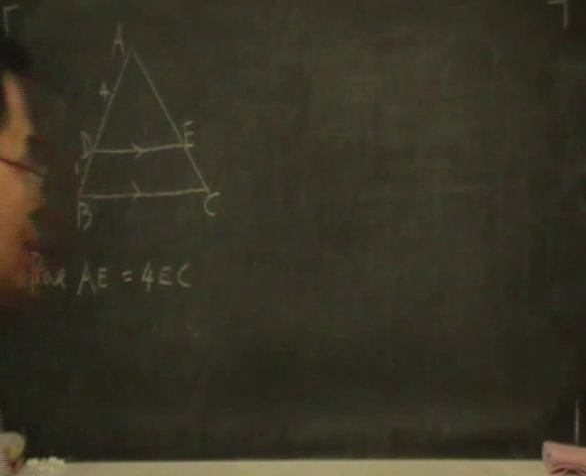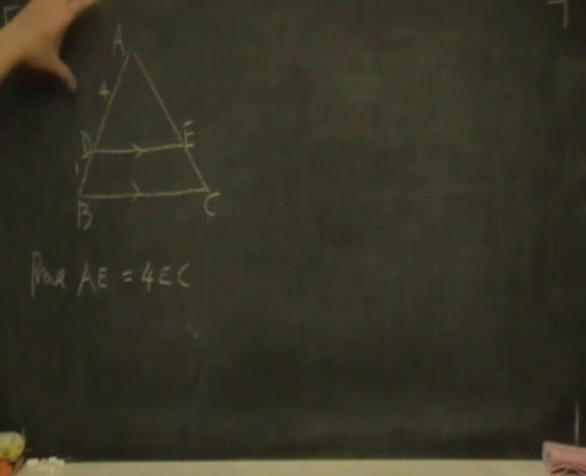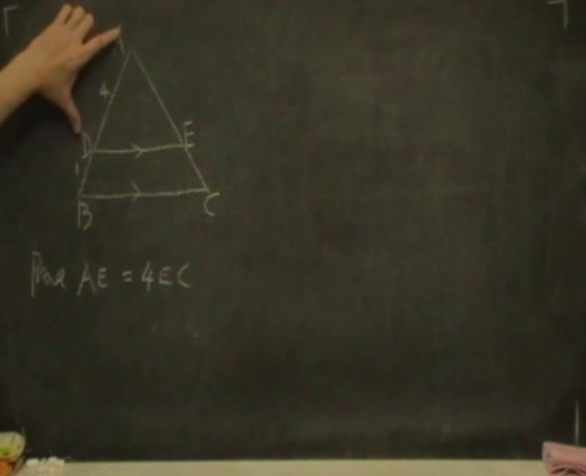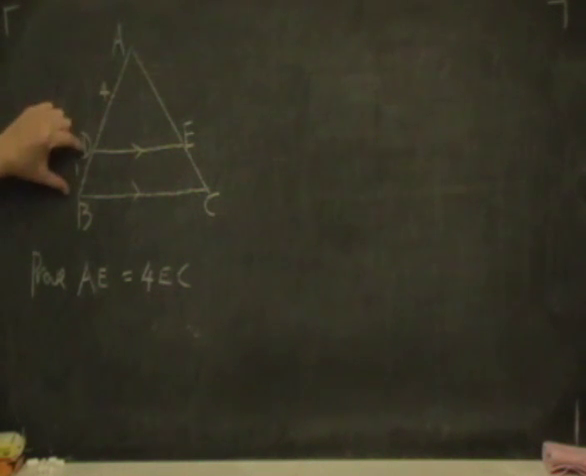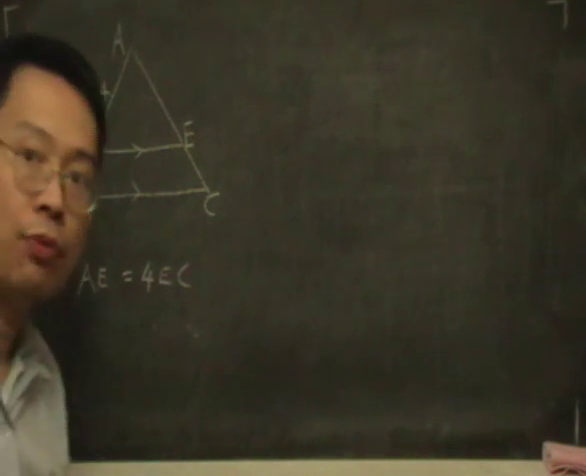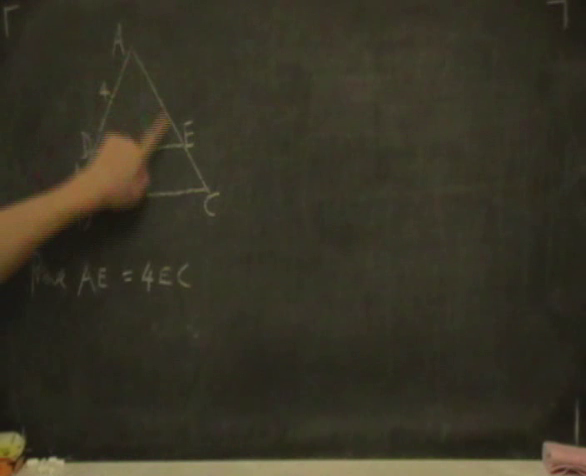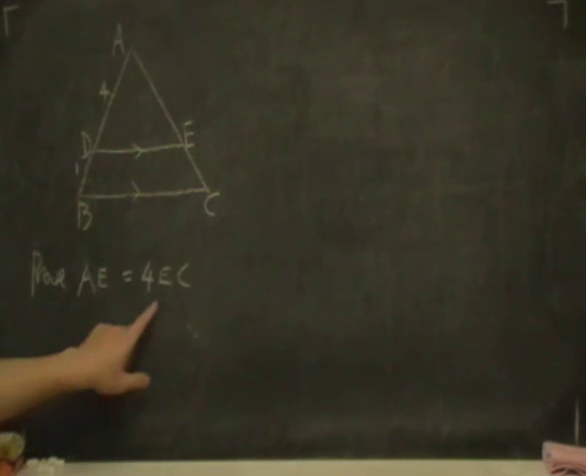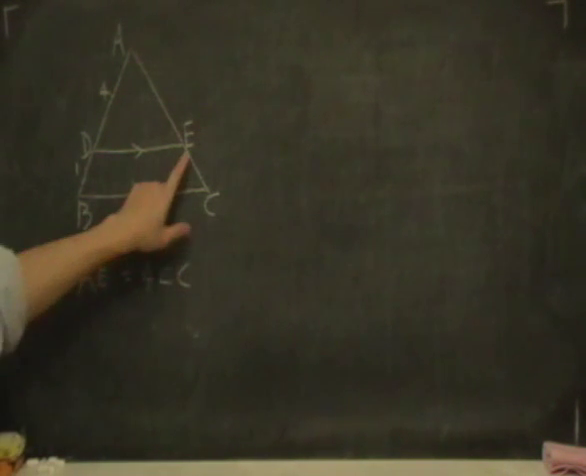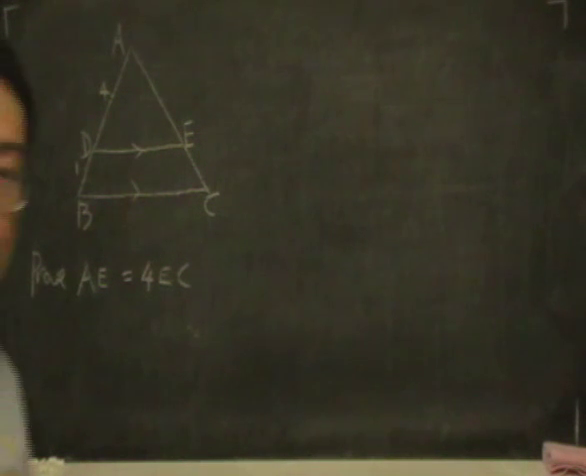And we are given that the ratio of the lengths AD to DB is 4:1. So the 4 and the 1 here is a ratio. And the question is to prove that AE here is equal to 4 times EC. So that's EC there. So let's try to work this out.